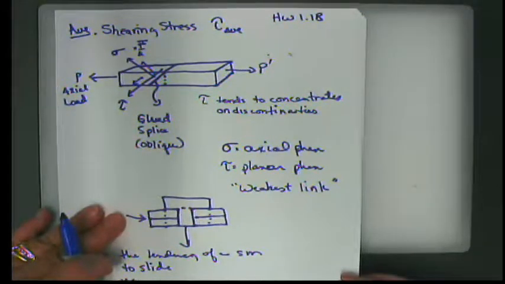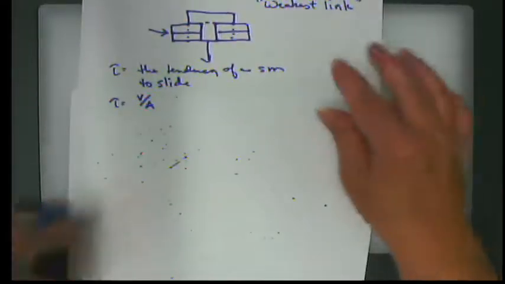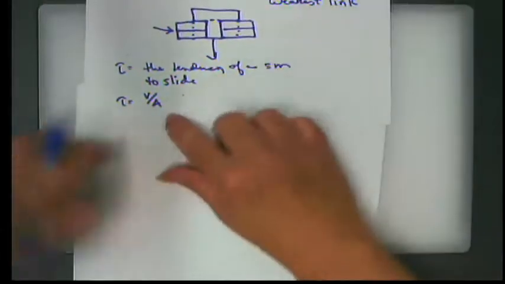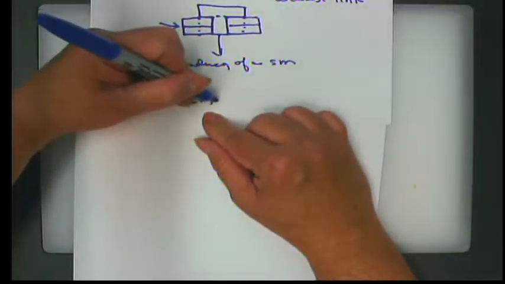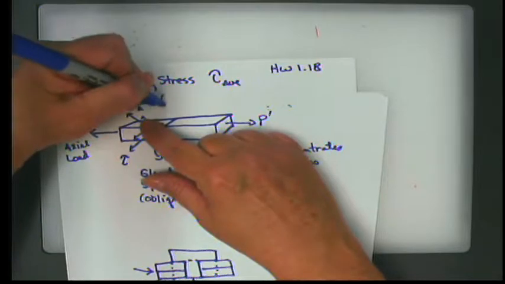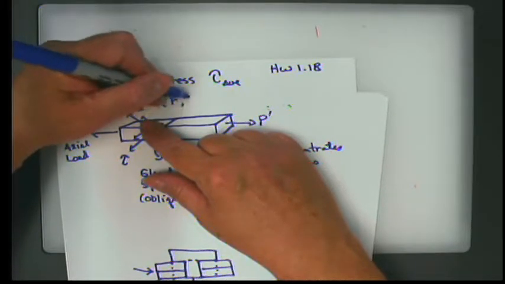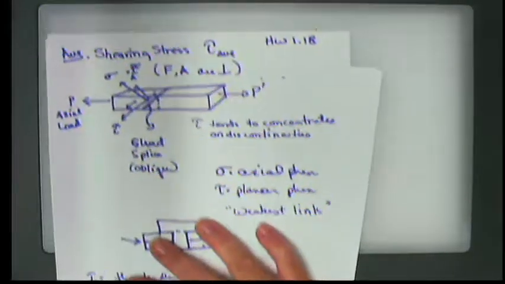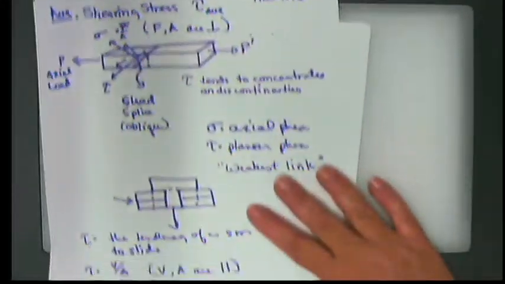The big deal with finding tau is to find that angular relationship between V and A. Here, V and A are parallel. Here, F and A are perpendicular. Okay? So it's always about this angular relationship.